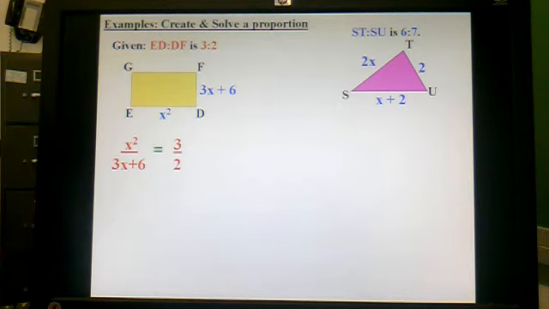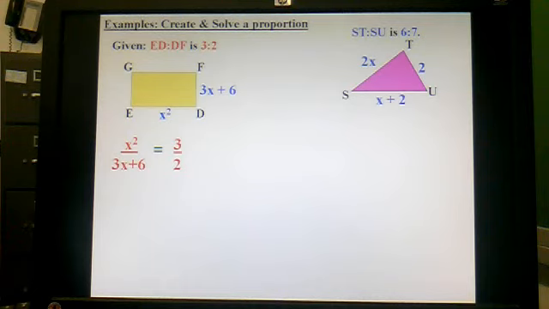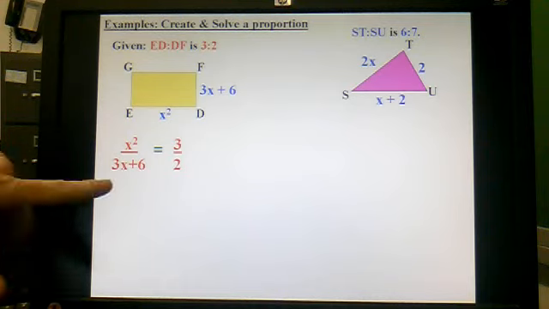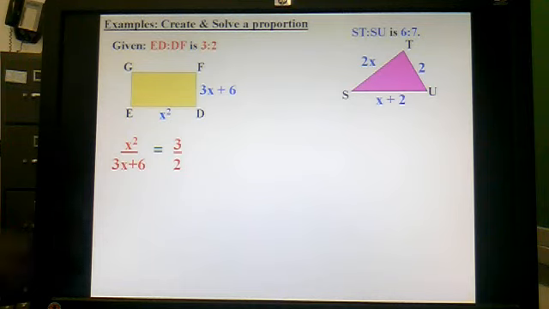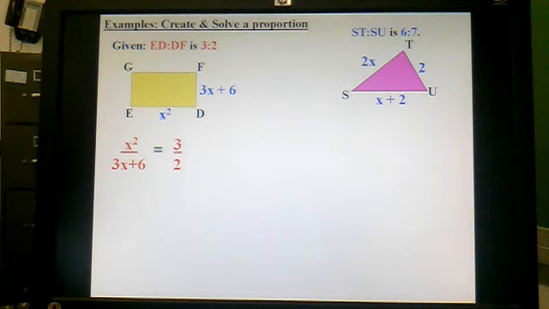Hopefully you tried the homework last night and you solved some proportions. Now the rest of this chapter is really about setting up those proportions, which is really the geometry part of it. Solving this thing is Algebra 1. Certainly you can cross multiply: 2x squared, 9x plus 18, the product of each of those. And this one you're going to have to factor. And it's not going to be the easiest one in the world to factor.